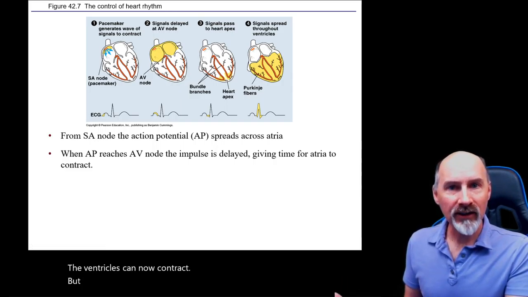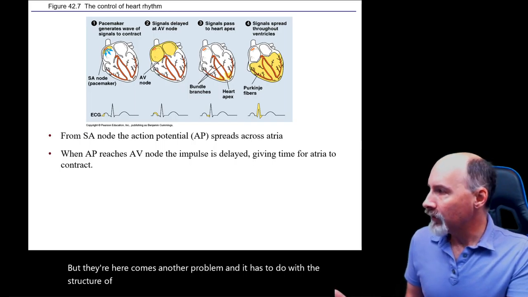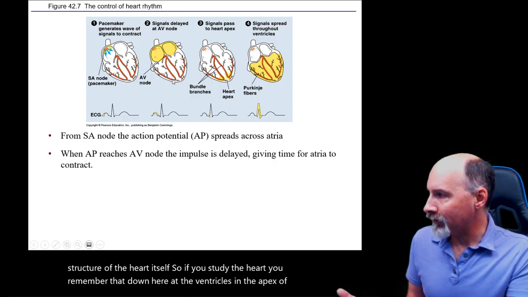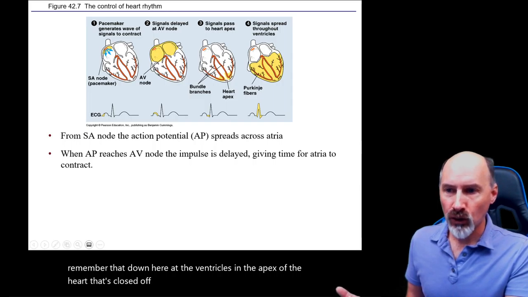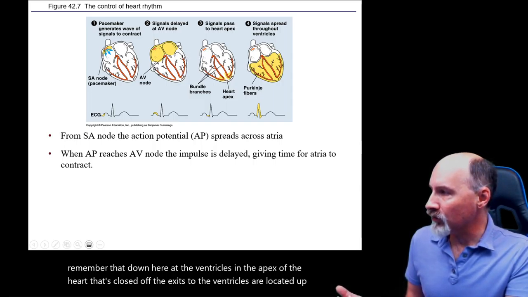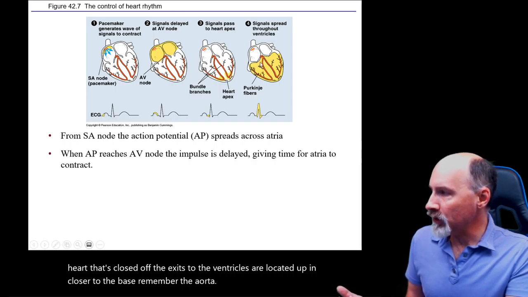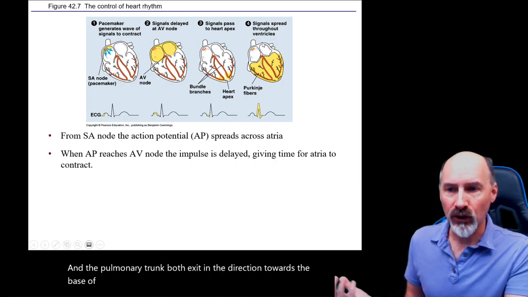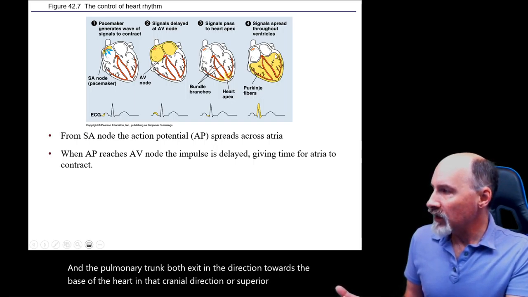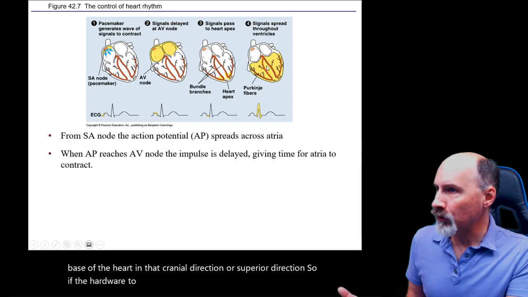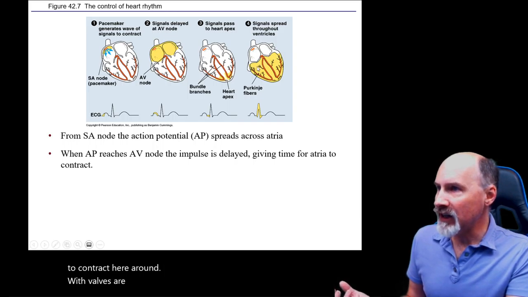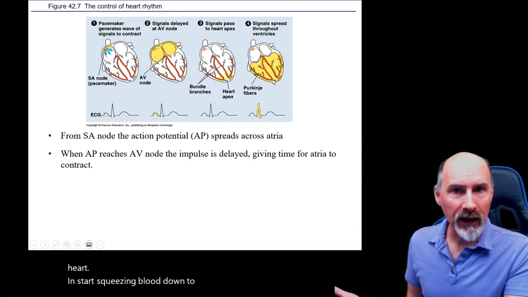But here comes another problem, and it has to do with the structure of the heart itself. So if you've studied the heart, you remember that down here, the ventricles and the apex of the heart, that's closed off. Right? The exits to the ventricles are located up closer to the base. Remember, the aorta and the pulmonary trunk both exit in the direction towards the base of the heart, in that cranial direction or superior direction. So if the heart were to contract, if you follow my cursor, if we were to contract here around where the valves are first, that would narrow the upper part of the heart and start squeezing blood down to the blind end, where it can't go anywhere.